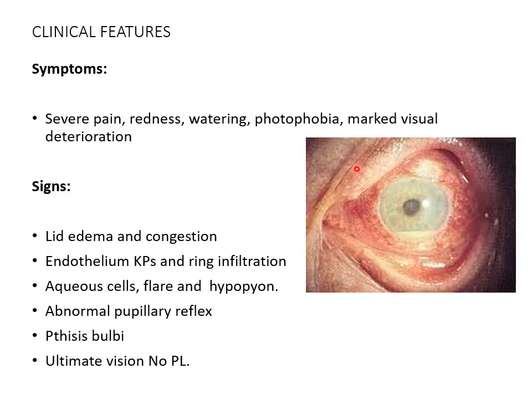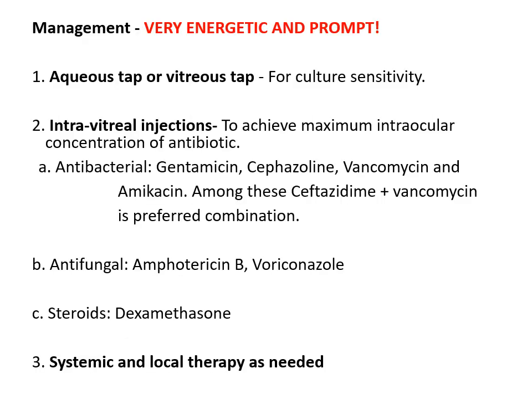Clinical features: this is what the eye would look like. It's an inflammation of the inner coats of the eye wall, so the sclera is spared. There is edema, congestion, KPs, there is hypopyon, and there is a white reflex because there is exudate behind the pupil. It can end up in phthisis bulbi or no PL.